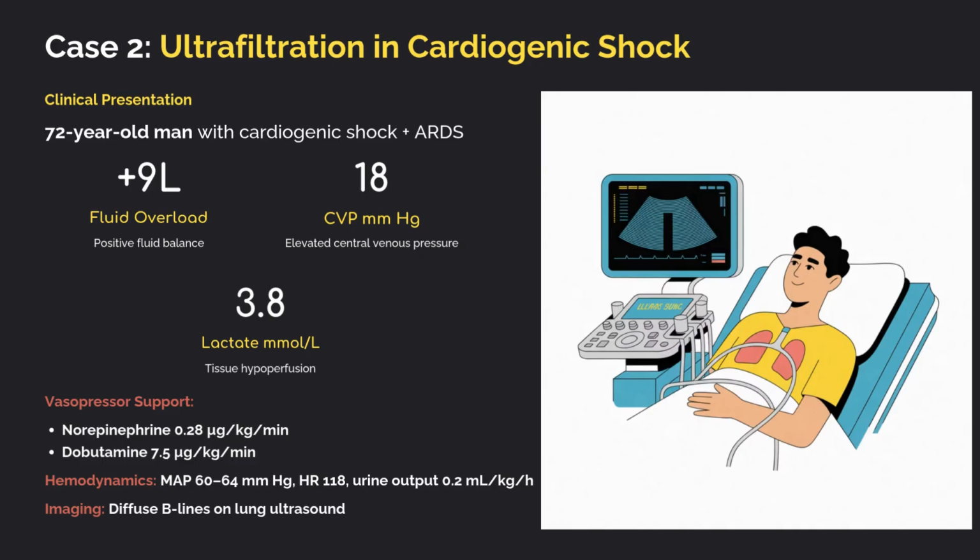Lung ultrasound shows diffuse B lines consistent with pulmonary congestion. Altogether, this case represents the classic scenario of cardiogenic shock with fluid overload, where controlled UF becomes a key strategy to relieve venous congestion while maintaining perfusion.